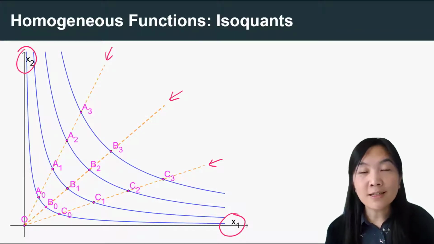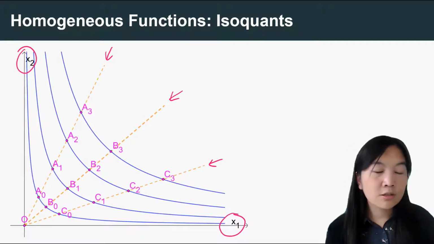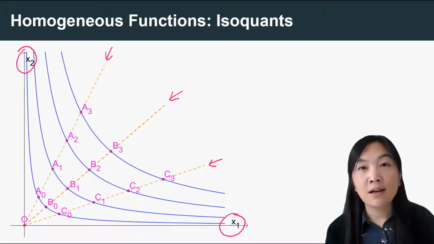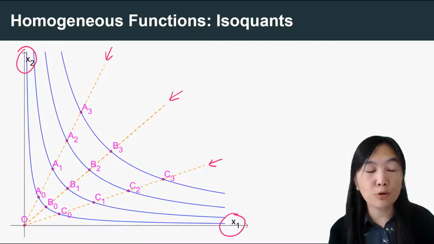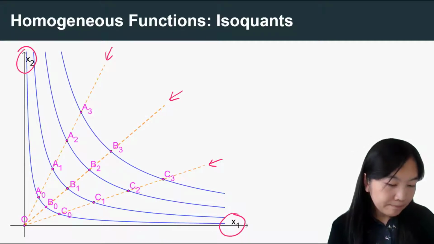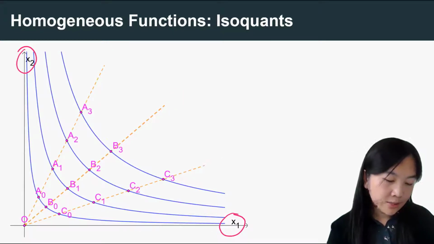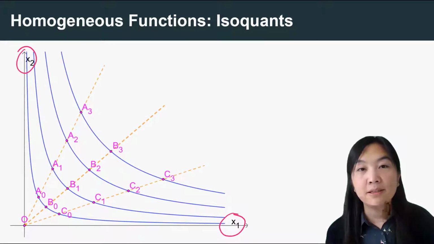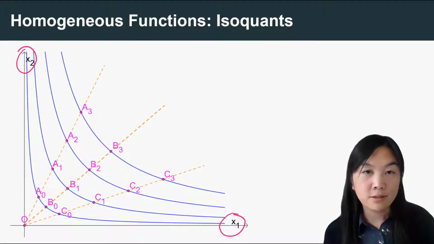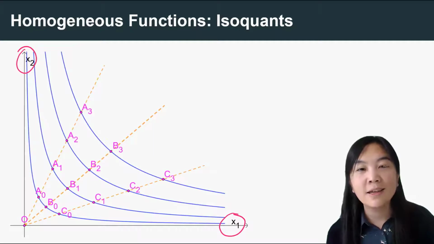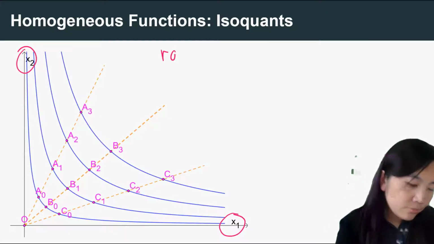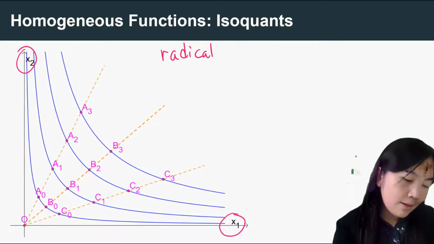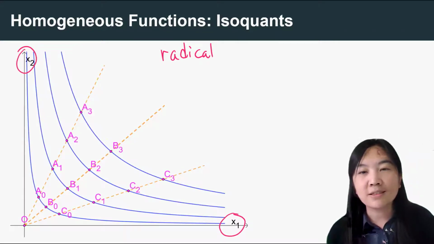So last lecture we mentioned that along each of those lines, the input will be used proportionately. Let me explain the first property of the isoquants of homogeneous functions: the isoquants are just radial expansions or contractions of each other.